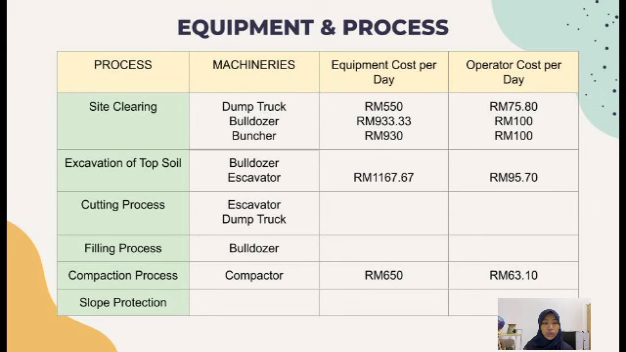In the cost and estimating department, equipment and process is important to be considered because it can influence the overall cost taken into the project before the reduction and after the reduction. So we must know what are the respective machineries involved in respective operations. As stated in the table, the dump truck, bulldozer and buncher are involved in site clearing operation. The excavator is involved in excavation of topsoil. The compactor is involved in compaction process. And we also must know the equipment cost per day and also the operator cost per day.